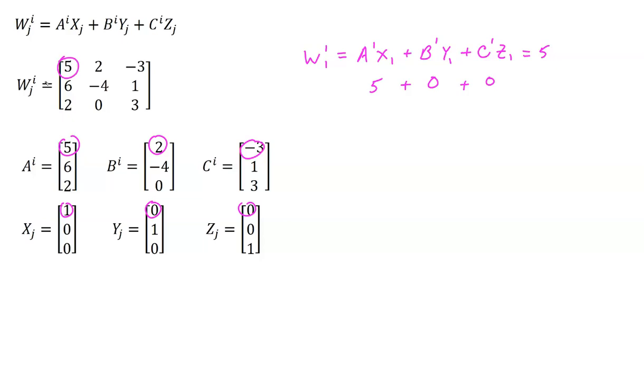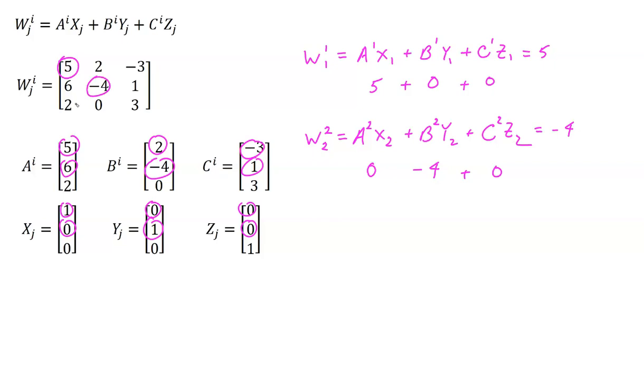Well, let's do it again. Let's try W22. This would be A2 x2 plus B2 y2 plus C2 z2. A2 is 6, x2 is 0, this term is 0. B2 is negative 4, y2 is 1, this term is negative 4. C2 is 1, z2 is 0, this term is 0. Add them together, we get negative 4, and that's the value of W22.